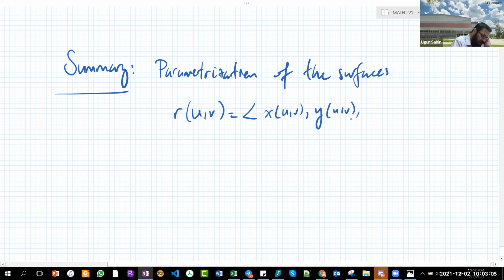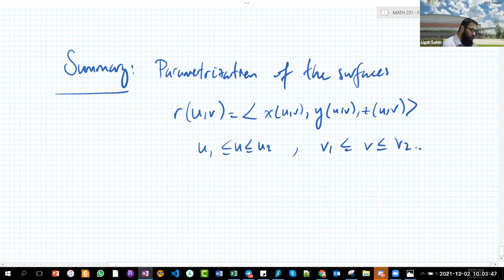Basically, you parameterize the curves in space using one parameter, but this time, since it's a surface, you need to use two parameters to give the parameterization like this one. U and V are the two parameters we are using. Of course, you might need a boundary for these parameters. They are not going to be infinite. In some cases, of course, it might be an infinite domain.